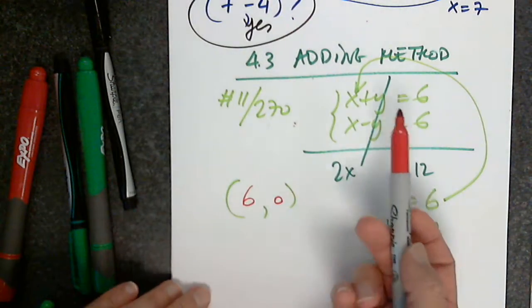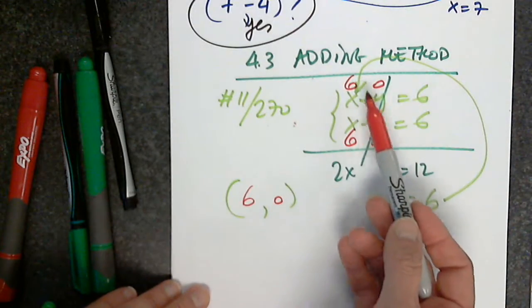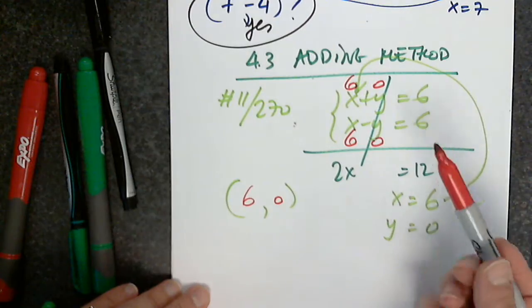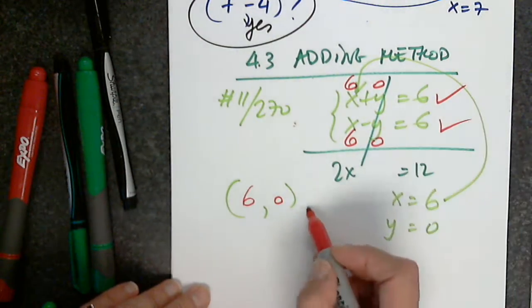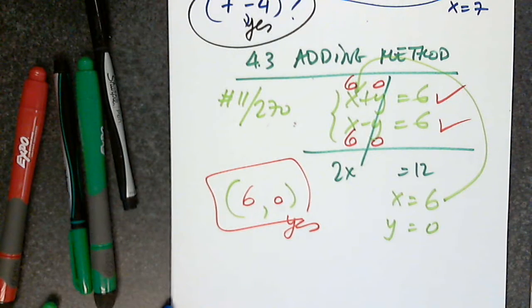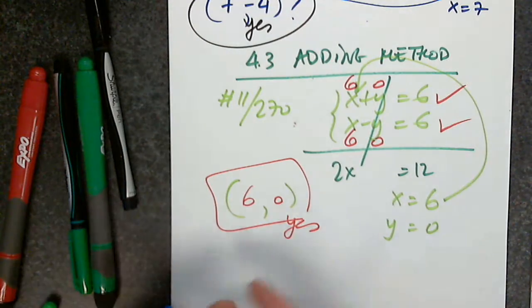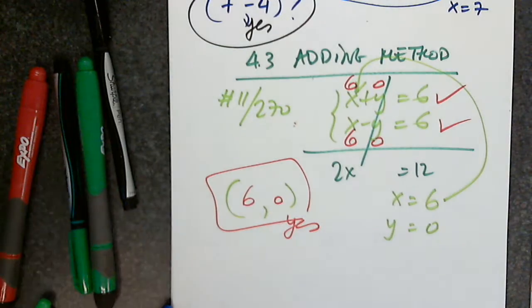Okay. So I go back to the original system, 6, 0. Is 6 plus 0 equal to 6? Is 6 minus 0 equal to 6? So this must be correct. 6 minus 0 is 6. So both equations are true when I replace x by 6 and y by 0. Therefore, this is the only solution. And again, the system is consistent and it has a unique solution.